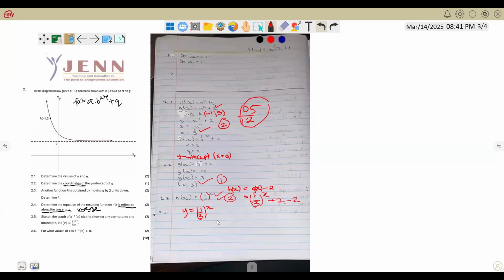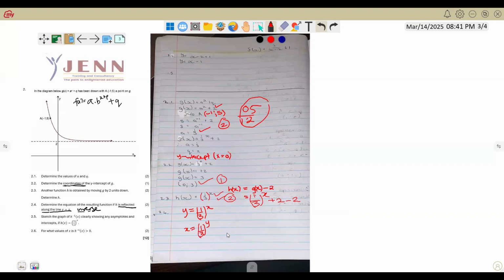Is that clear? Yes. What are the steps that we follow? Swap x and y. So we are now having x equal to 1 over 3 to the power y.